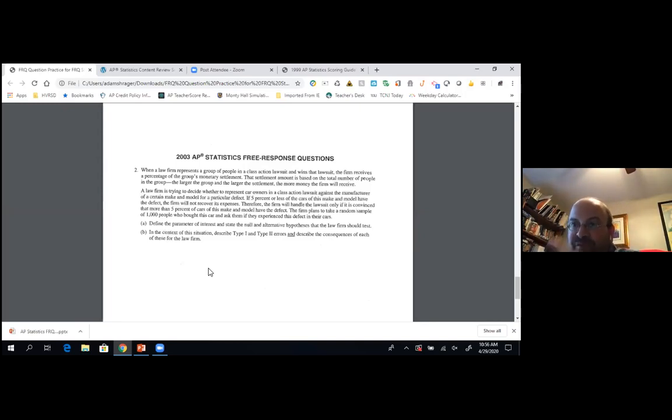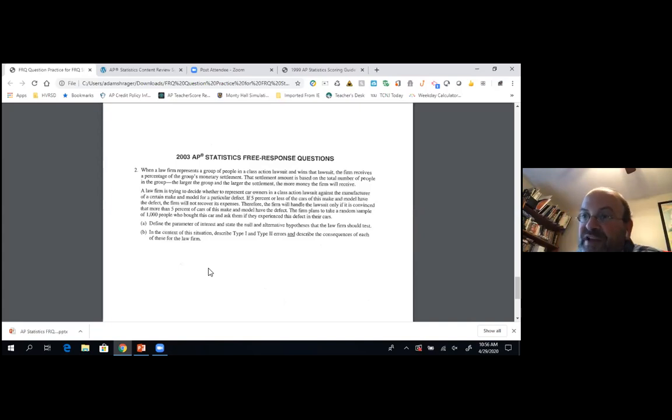Here's the actual question from 2003. A law firm represents a group of people in a class action lawsuit and wins that lawsuit. The firm receives a percentage of the group's monetary settlement. The settlement amount is based on the total number of people in the group. The larger the group and the larger the settlement, the more money the firm will receive. A law firm is trying to decide whether to represent car owners in a class action lawsuit against a manufacturer of a certain make and model for a particular defect.